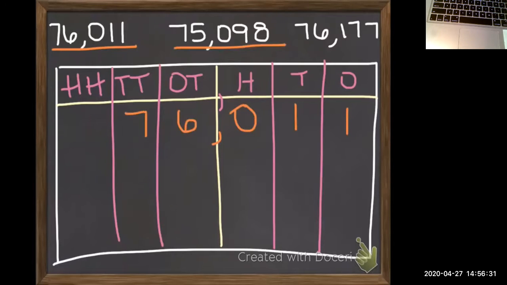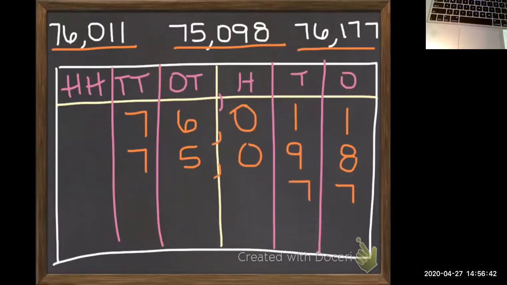Now I'll do the next number right below it, making sure each place is in the right place on the chart. And the last number. Still making sure everything's lined up, everything in the correct place. When I'm comparing more than one number, I still have to make sure I start with the larger place values. As you can see here, the 7s in the 10,000s, they're all equal.